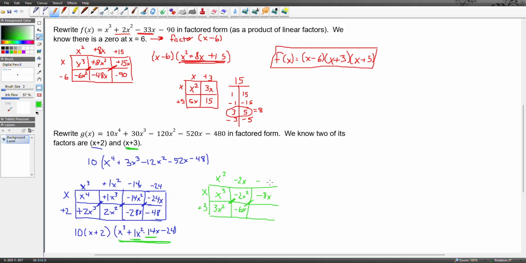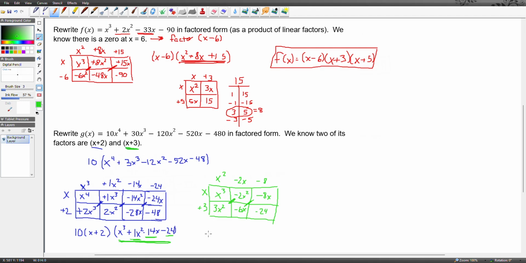Means up here I put the negative 8. Negative 8 times x makes negative 8x. And negative 8 times 3 makes negative 24. Again, that bottom corner matches what I wanted it to because I knew it was a factor. They told us we know these are factors, so we know that we should not get a remainder when we divide by them.